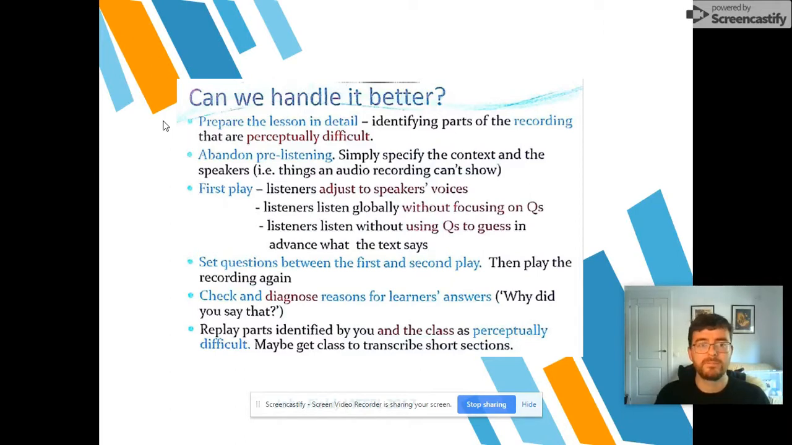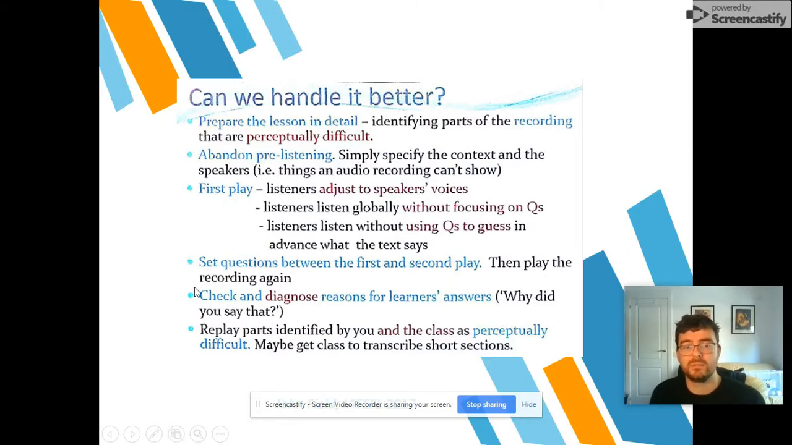Now here, John says, abandon pre-listening. I have my reservations about that. I think it depends on level. But certainly I would agree that sometimes pre-listening can go on for far too long, and you take away the need to even play the recording in the first place. Here, John suggests in the first play, it's all about just getting used to the voices, listening for gist, listening globally, with no focus on questions. You don't give any questions, really. If you feel you must, then maybe it's something like, what are they talking about? That's the kind of question I set sometimes with authentic listenings.